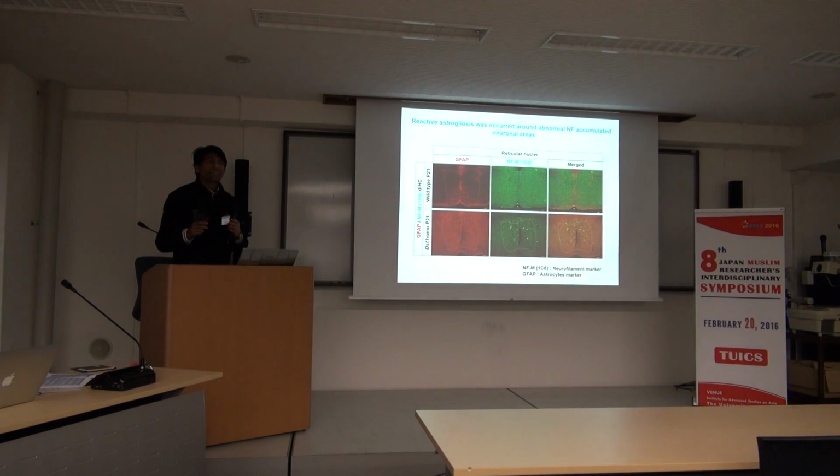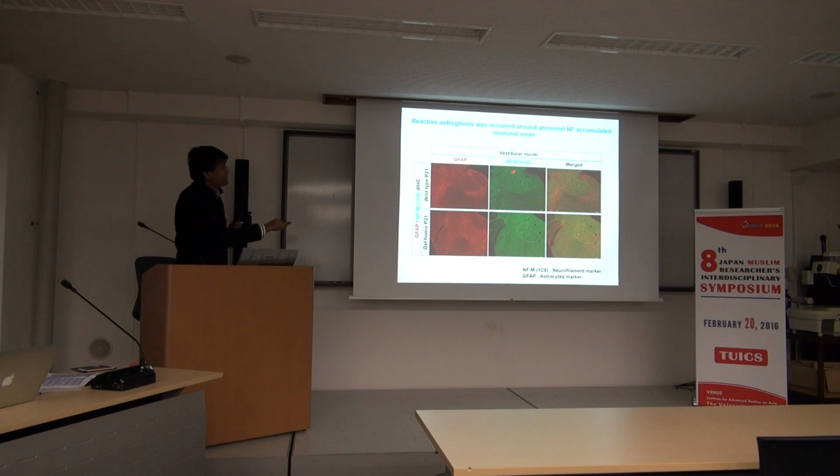Next I tried to find out whether those reactive astrocytes occur surrounding the regions of abnormal neurofilament accumulation, so I performed double staining with GFAP, which is the astrocyte marker, and neurofilament as well. We can see that by the dotted line there are no astrocytes here, and by this circle we can see lots of neurofilament accumulation. And by this dotted line, most of the astrocytes are found in this region, which means that the region where neurofilament accumulation is found is mainly where astrocytes are occurring.